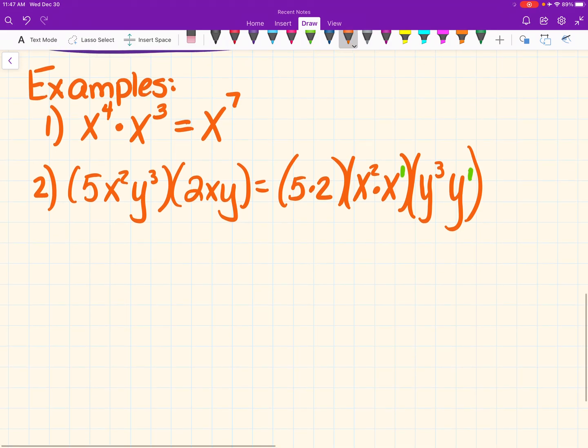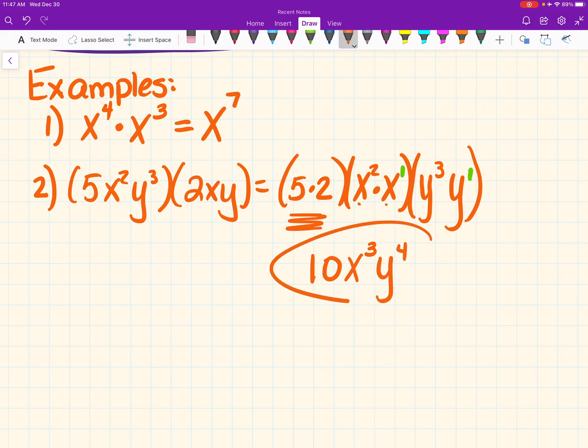Okay, so then what do we do? We multiply the first two because that rule doesn't change, so that's a 10. We have like bases of x, so we add our exponents, x to the 3rd. Like bases of y, 3 plus 1 is 4, so that's y to the 4th.